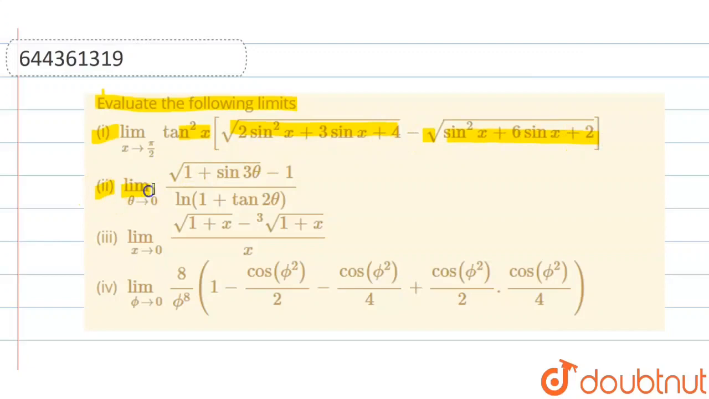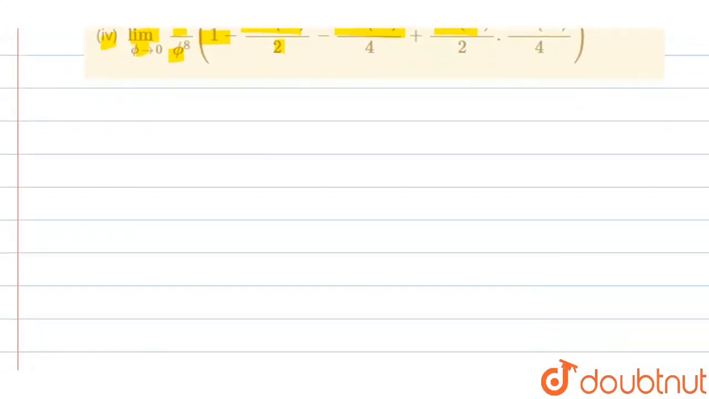Number 2 is limit theta tends to 0 of (root under 1 plus sin 3 theta minus 1) by ln(1 plus tan 2 theta). Number 3 is limit x tends to 0 of (root under 1 plus x minus cube root of 1 plus x) by x. And number 4 is the limit theta tends to 0 of 8 by theta to the power 8 times (1 minus cos theta squared by 2 minus cos theta squared by 4 plus cos theta squared by 2 into cos theta squared by 4). Now we are going to solve one by one.